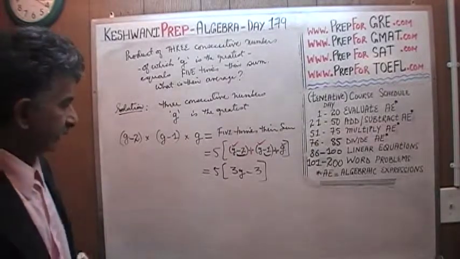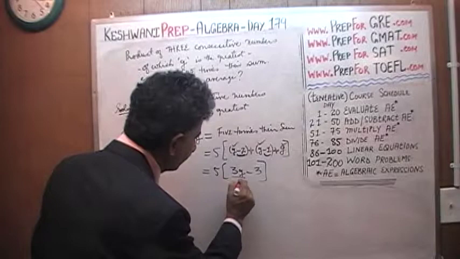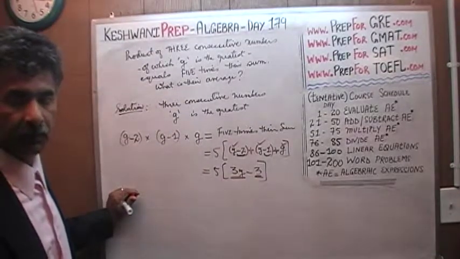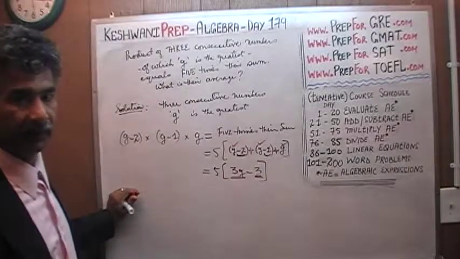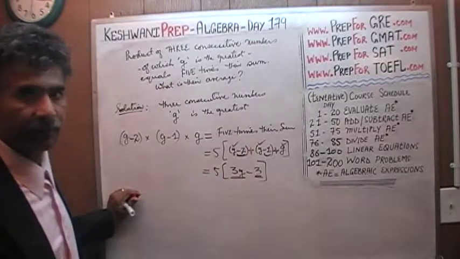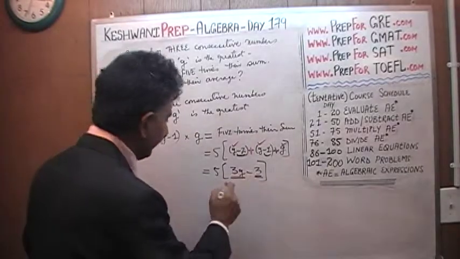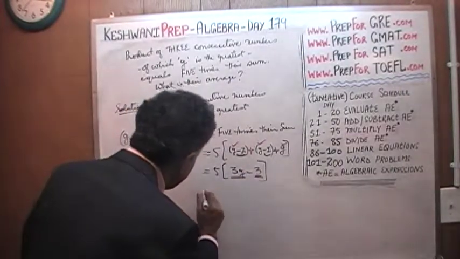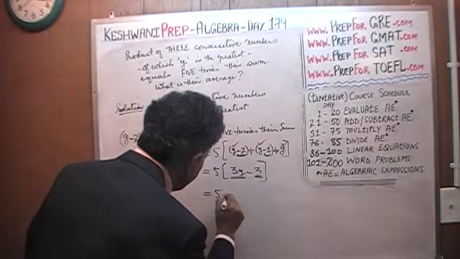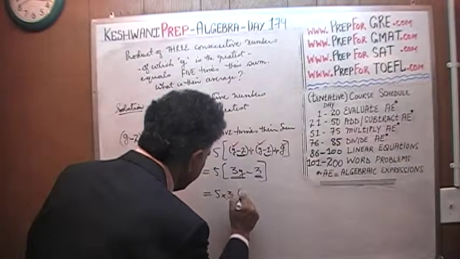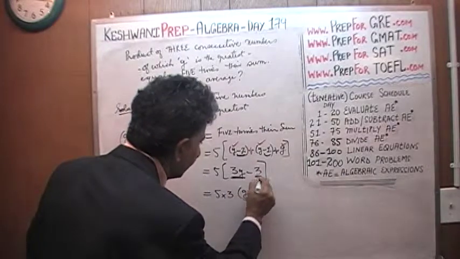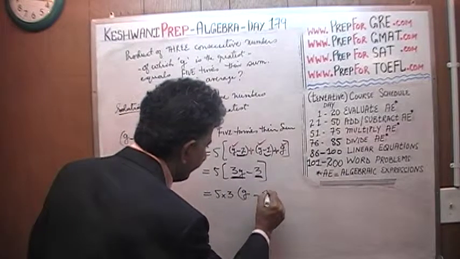What do you find common here? Between this term and this term, do you find anything common? Do they have any common factor? Because if they do, that common factor needs to be taken out. I see a common factor of 3. Let's take out this 3 common. So we end up with 5 times 3, and if you take out 3 from here, we are left with g, and if you take out 3 from here, we are left with 1.